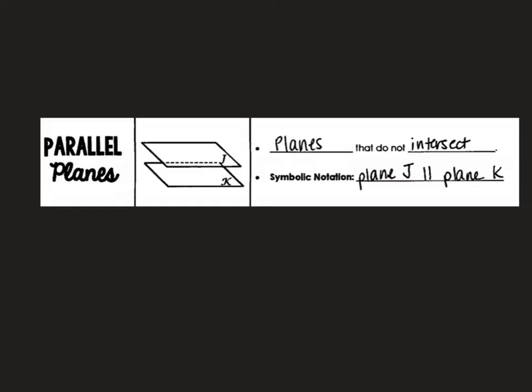Now, just like we have parallel lines, we also have parallel planes. So you've got plane J, plane K, remember our script letters. Planes that do not intersect are considered parallel, just like coplanar lines that don't intersect are parallel. Plane J is parallel to plane K. Press pause now, get that into your notes.